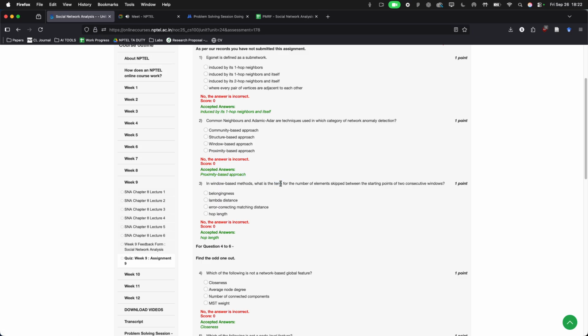In the window-based method, what is the term used for the number of elements kept between the starting points of two consecutive windows? It's hop length. Let me just draw it. Assume this is a network, and you are here. In the window method, assume your current window size covers only 3 nodes. You take these 3 nodes in this structure and study whatever you want. Then you take a hop length of 1, so the next 3 nodes will be like this. If I choose hop length 2, then I will be skipping this node, and I will be going to these 3 nodes. So this is what hop length is.